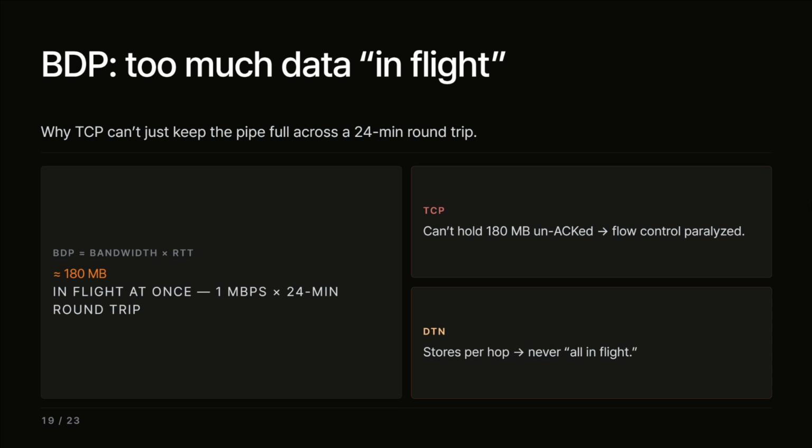And when you look at DTN, DTN largely avoids this problem. Rather than treating the entire path as one continuous connection, DTN stores and forwards the data one hop at a time. As a result, it does not depend on maintaining a massive amount of in-flight data across the entire end-to-end path. Even the throughput mathematics points towards the same conclusion.